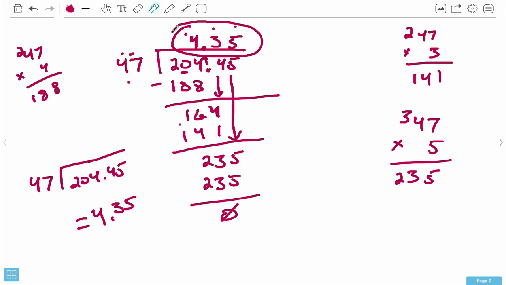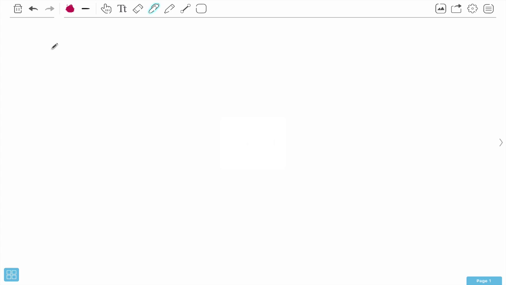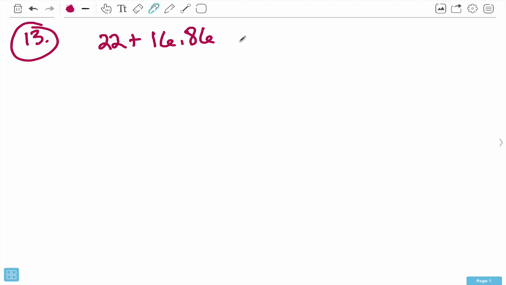So what do you do if you get a question like number 13 that brings all of these principles of decimals together? So let's clear all these pages and we'll go back to page 1. And number 13 asks 22 plus 16.86 times 4.7 minus 1.17 equals what?